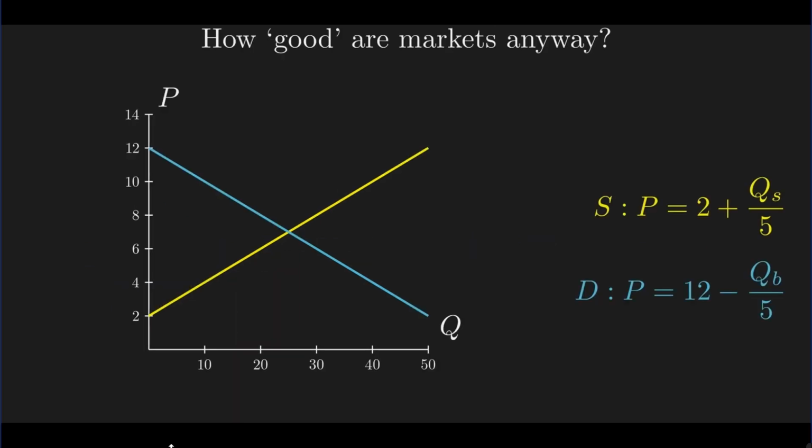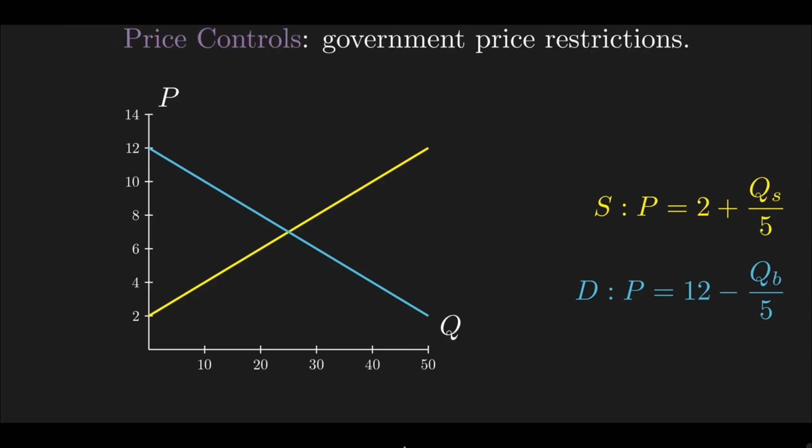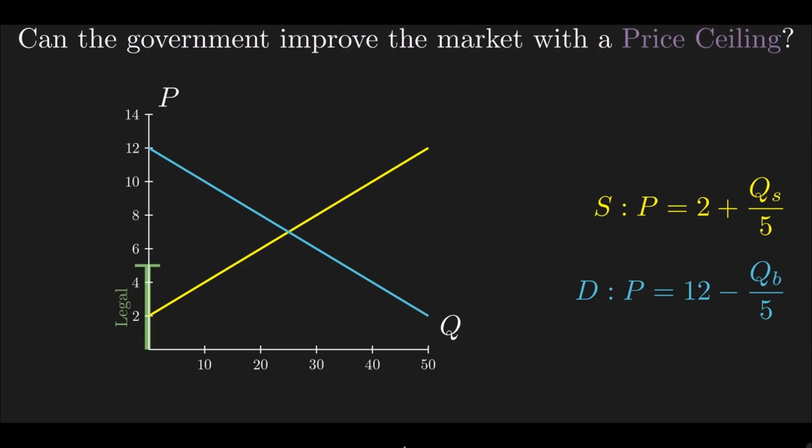Okay, so the way we're going to do this is by thinking about a type of government policy. We're going to effectively answer the question, how good are markets? This is what we call welfare analysis, the study of the benefits of markets. So we're going to use two different price controls, which are essentially just government price restrictions. The first one is what we're going to call a price ceiling. Just like in a room where the ceiling is above you, the room is below the ceiling.